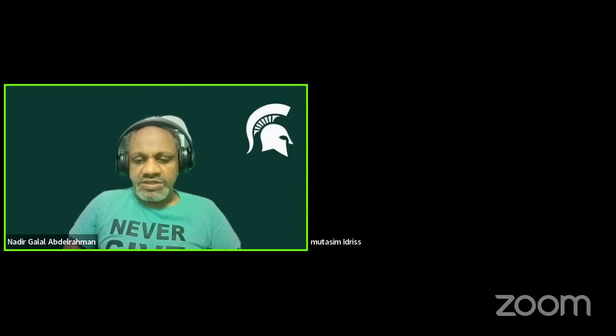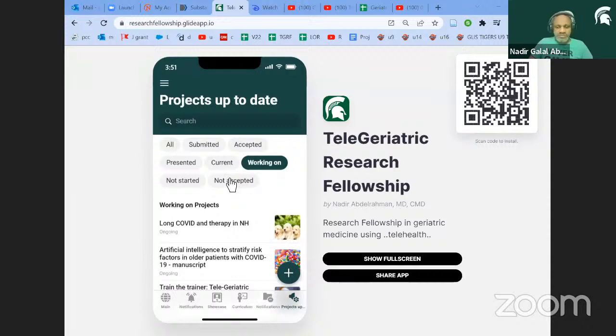One of the things that we can do as fellows, we can work together. So let's say I had an idea about a new project. So you go to the app at the right lower corner here.